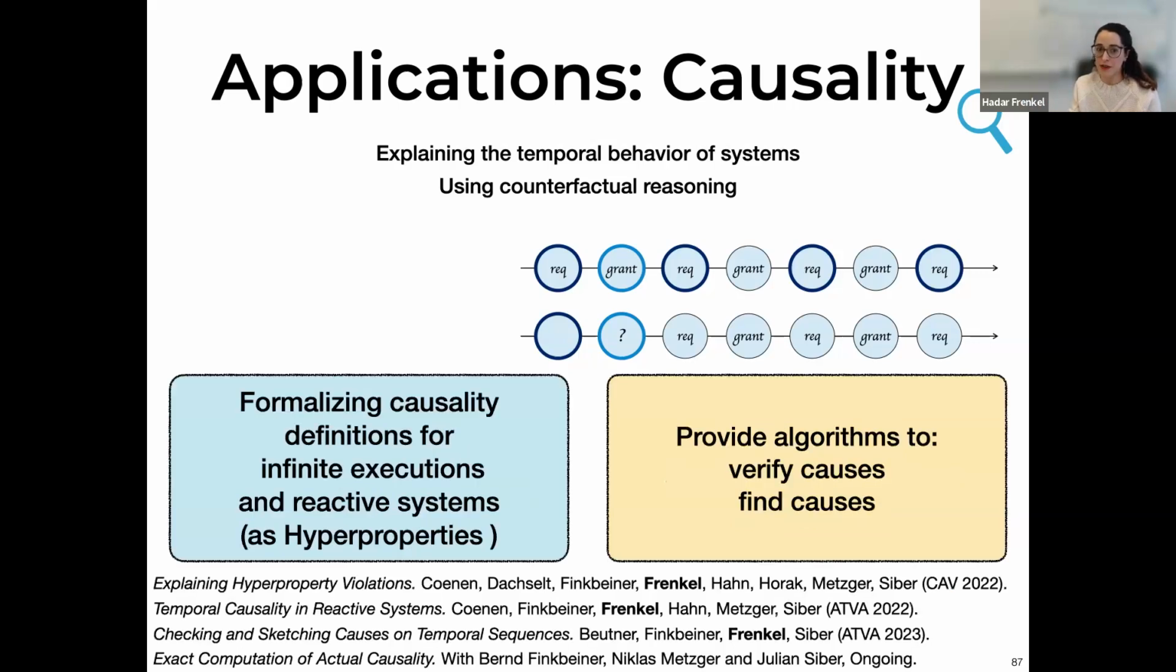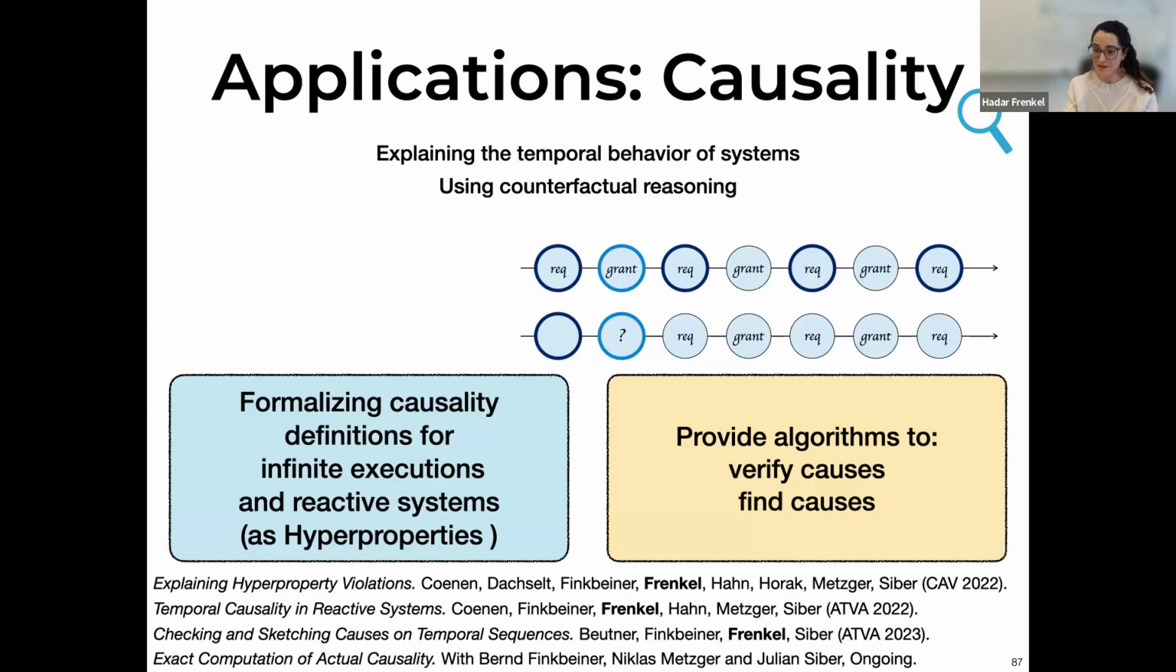But in general, we're interested in formalizing causality definitions to the setting of reactive systems and infinite executions, and in providing algorithms that verify causes. So if you suspect that this request is a cause for something, then we can verify whether it is or not, and find causes. So just give me a behavior of a system and I will explain it to you. I'm very interested in causality and I would be very happy to talk.